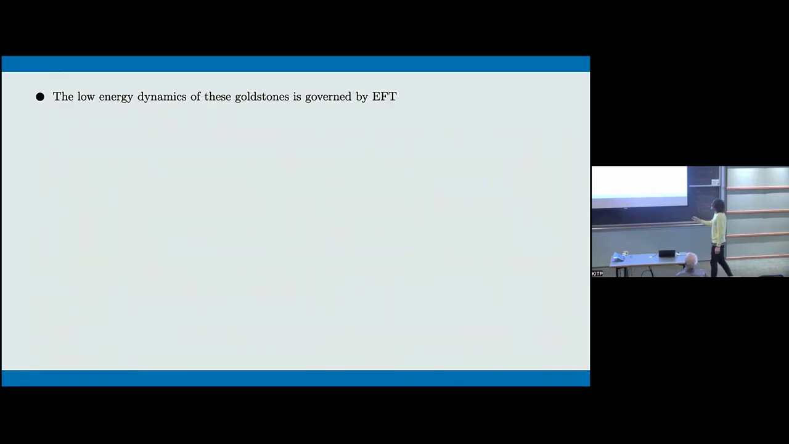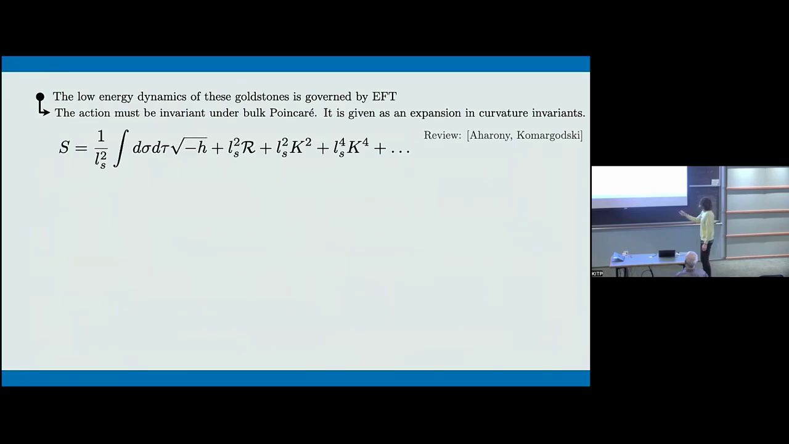Now, the low energy dynamics of these Goldstones is governed by effective field theory. We can write the most general action that's allowed for these Goldstones by reminding ourselves that the action must be invariant under bulk Poincaré, and so it can be expressed as an expansion in curvature invariants. So to leading order, we have just the Nambu-Goto action, the area of the flux tube, but then there are higher order corrections: Ricci, K squared, extrinsic curvature, K to the 4, and so on. The effective field theory is an expansion of energies times the confinement scale, or the string length.